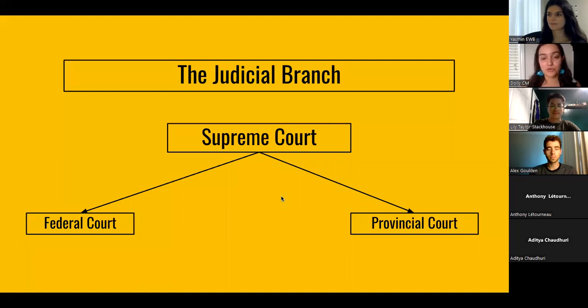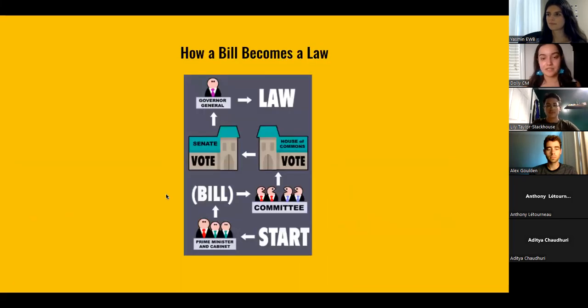Now the judicial branch is the Supreme Court, which is the federal court, and the provincial court. And basically, here is how a bill becomes a law.